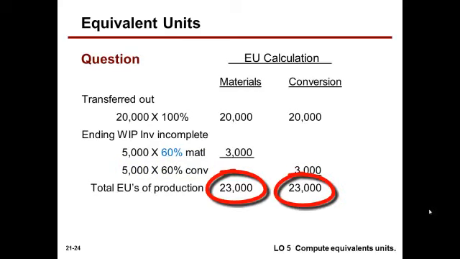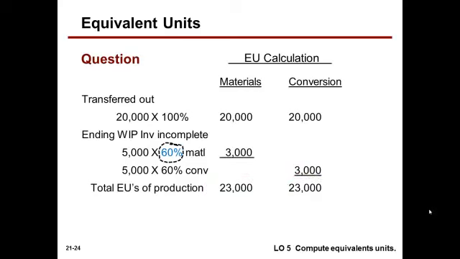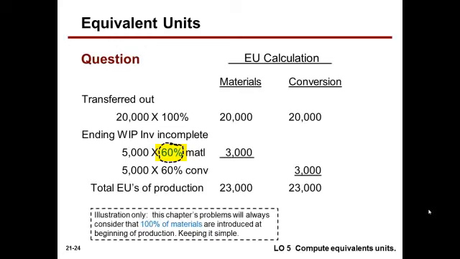Again, this is a slight departure from the problems that will be presented in this chapter, in that not all materials were present when production was started, but only 60%. Again, this is an exception for this illustration. The chapter's problems will always consider that 100% of the materials are introduced at the beginning of production. The chapter's problems will keep it simple.